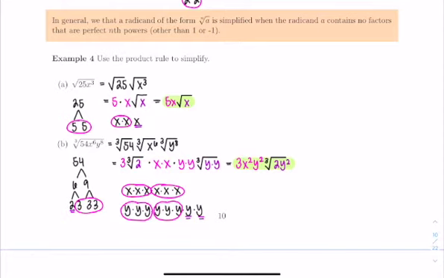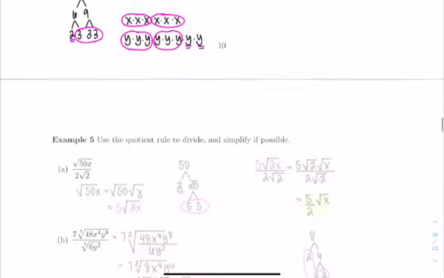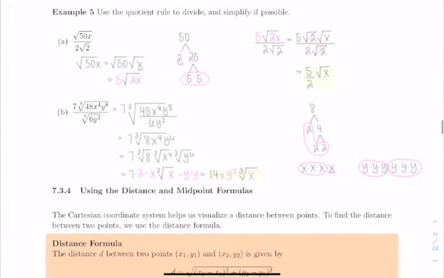Now let's go ahead and use the quotient rule to simplify the following. We have the square root of 50x over 2 times root 2. So let's go ahead and just simplify the square root of 50x first. So we have the square root of 50 times the square root of x.